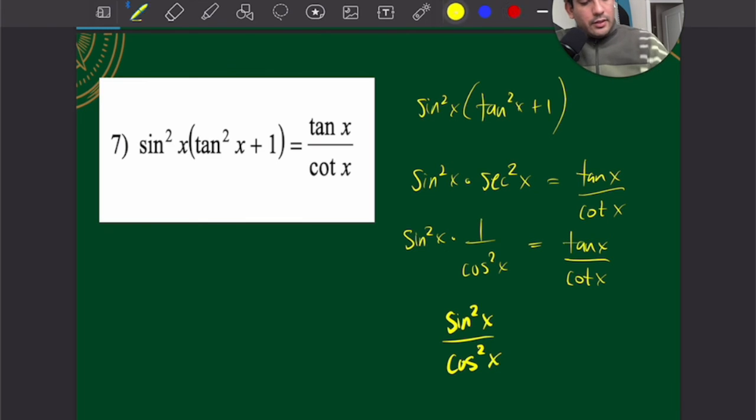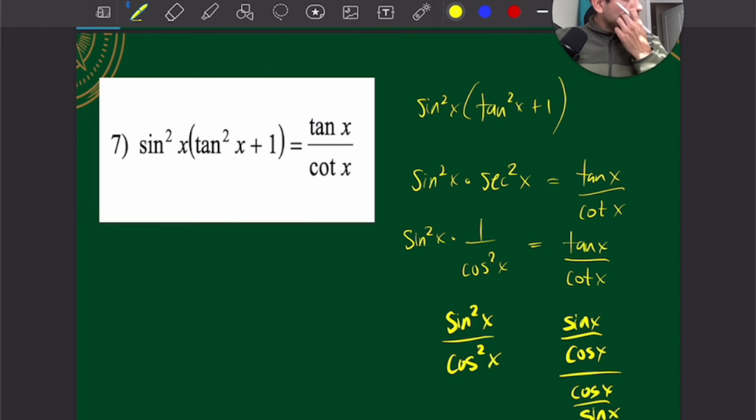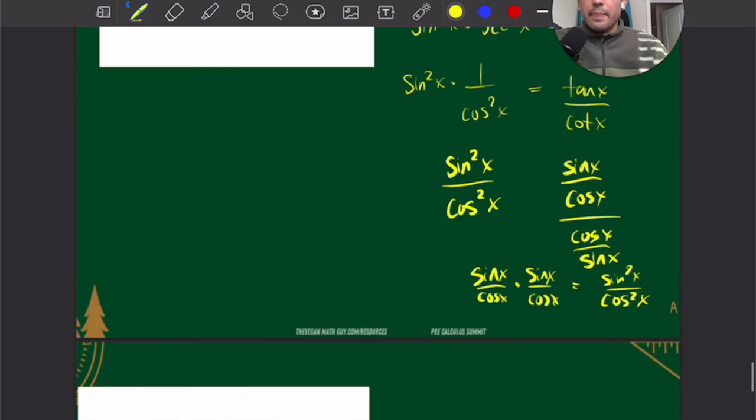So on the right side, it looks like we have sine over cosine divided by cosine over sine. And if you recall, whenever we have these types of problems, you have a fraction divided by a fraction. So this is technically sine x over cosine x times sine x over cosine x. And in fact, this is equal to the same thing. So tan x over cotangent x is the same thing as sine squared x over cosine squared x. So there we go. We proved that identity.